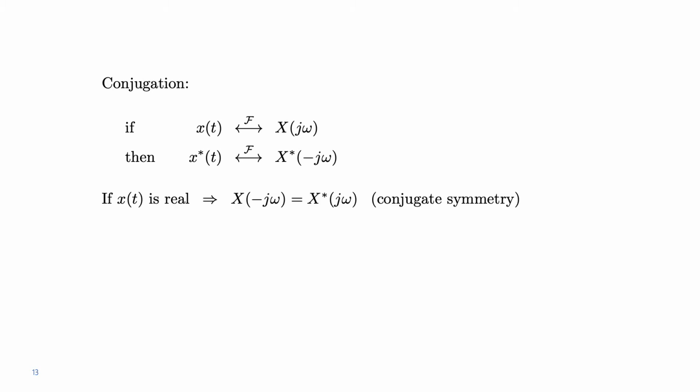This has some implications if x of t is real, because if x of t is real, then by definition x and x conjugate are the same, and therefore x of j omega has to be the same as x conjugate of minus j omega, which here in this slide is rewritten in a very slightly different manner as x of minus j omega equal x conjugate of j omega. This property is called conjugate symmetry, and it holds when x is real.